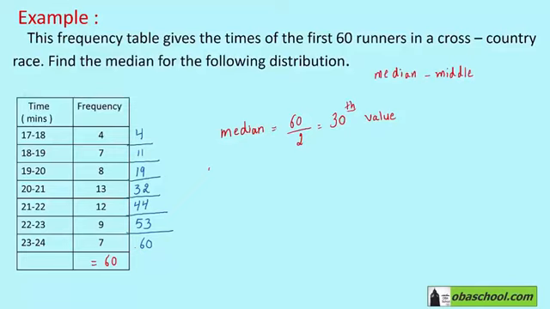It is right there at the time range between 20 and 21 minutes where it had a frequency of 13. The 30th value is within that time range. So we conclude that the median for the distribution of the 60 runners in a cross-country race is the 20 to 21 minutes.